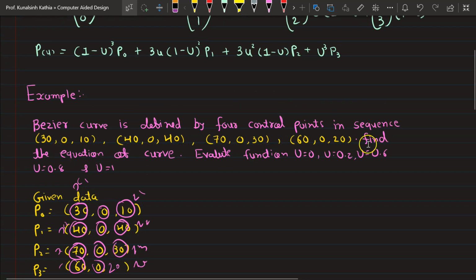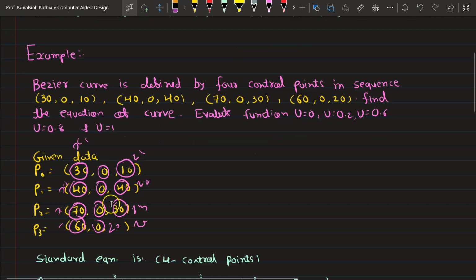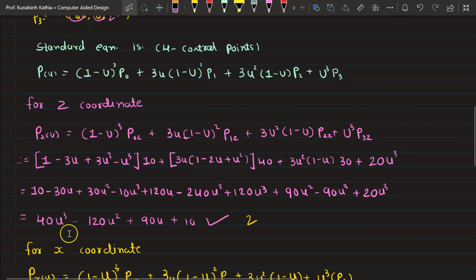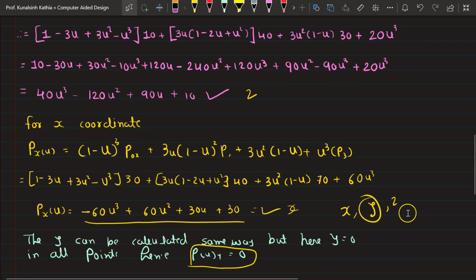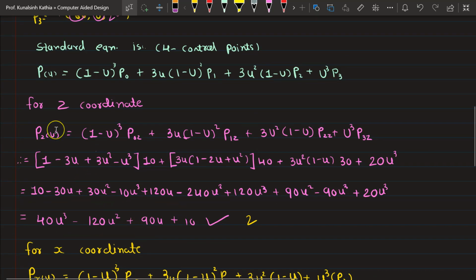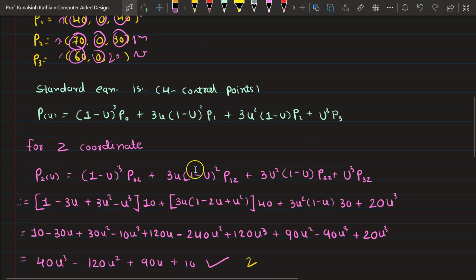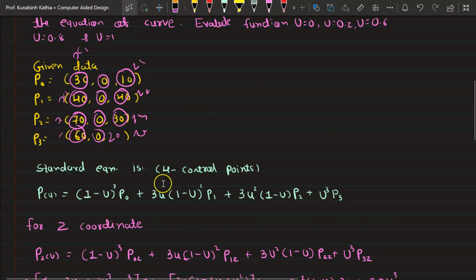So what they were asking, that find the equation of the curve. So these are the equation of the curve, right? This is for z and this is for x, and if y is there, then there will be a y. But simply you need to remember only, just memorize this equation and it will solve all your problems. Okay, so this was the half part of the numerical.